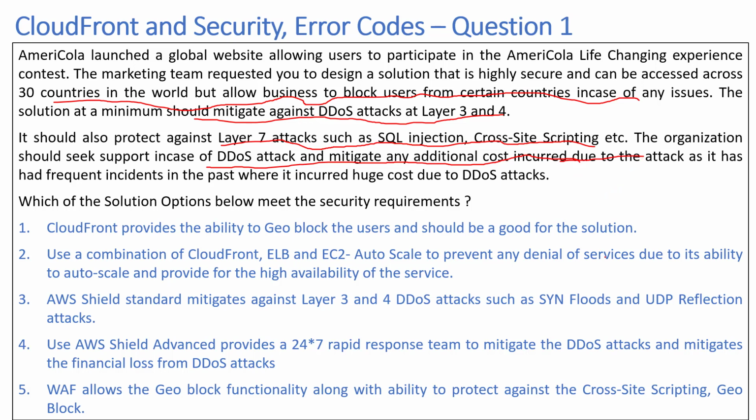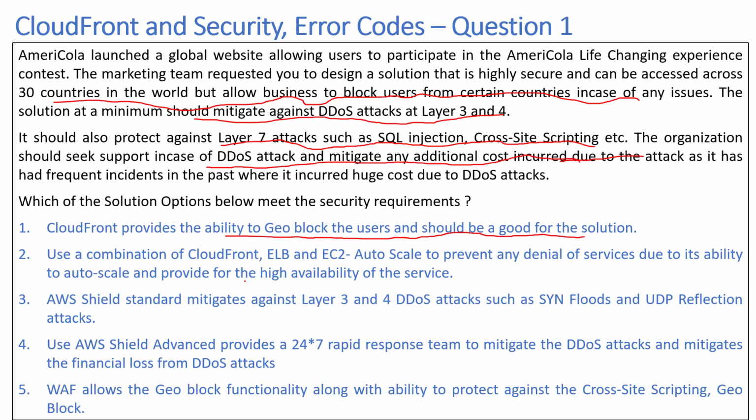Now let's take a look at what are the options we have. Okay, so the first option is CloudFront provides the ability to geo-block the users and should be good for this solution. It is true that CloudFront can help you mitigate some of these attacks because it's highly scalable. It also allows you to geo-block the users from certain countries. So it can possibly help in the first requirement where you allow geo-block users. Okay, so that's a potential answer.